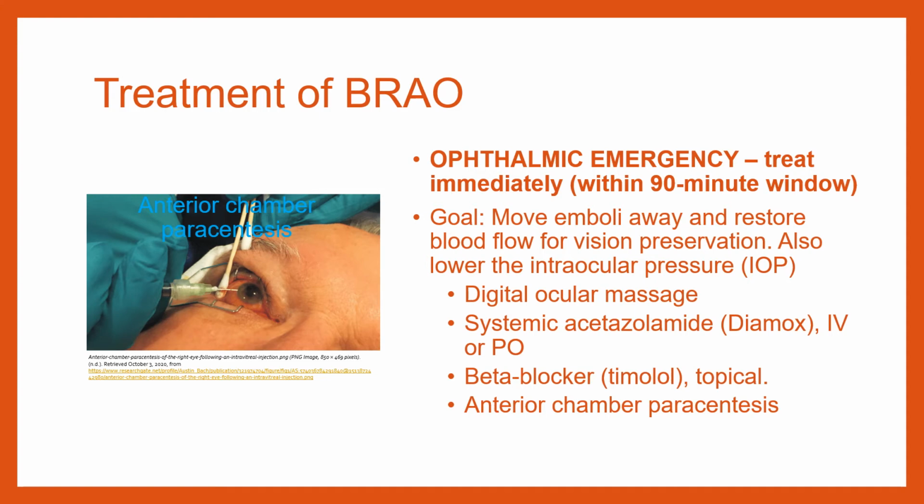Anterior chamber paracentesis can also be performed. This immediately lowers the IOP to 0 millimeters of mercury. This procedure can be easily performed at the slit lamp. We prep the eye with the topical anesthetic as well as the broad-spec antibiotic like Vigamox and povidone iodine.